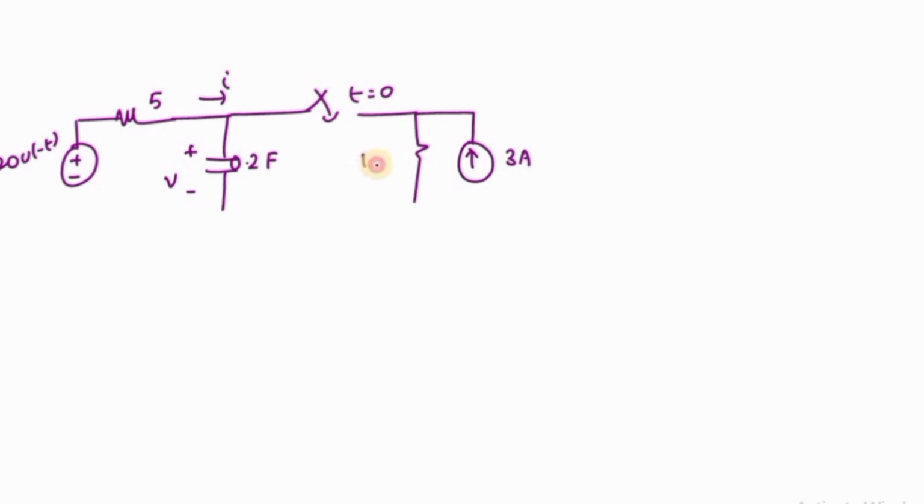So this is a circuit. I need to find the value of I and V, and the I value answer I'm giving. You find the values for V.